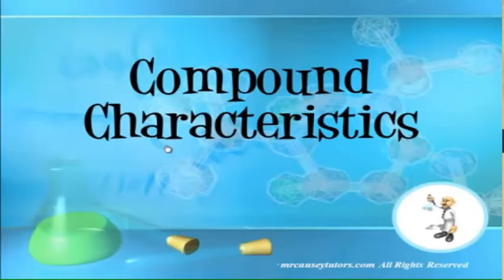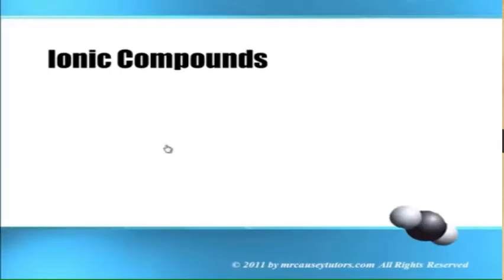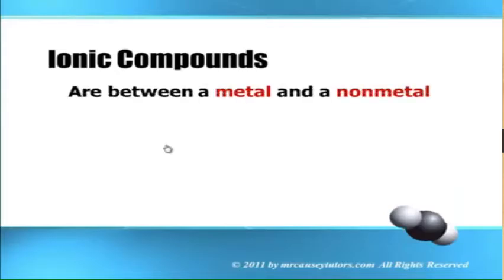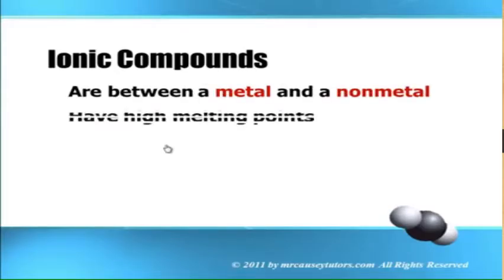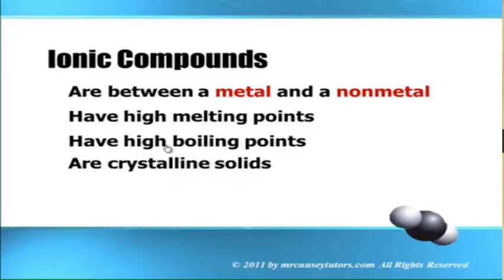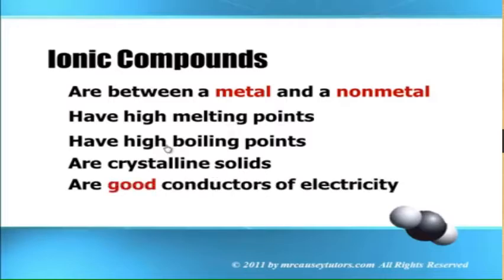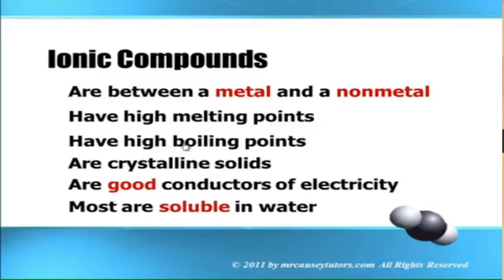Let's look at compound characteristics. Ionic compounds are between a metal and a nonmetal, have high melting points, they have high boiling points, are crystalline solids. And as far as I know, they're all crystalline solids. The ionic bond is so strong that they're all crystalline solids, are good conductors of electricity, and most are soluble in water. Water, being very polar, attracts ionic compounds, and most ionic compounds dissolve in water.